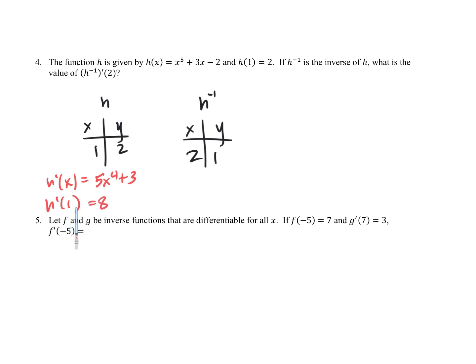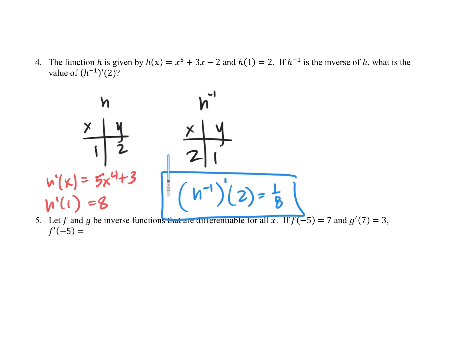If h prime of 1 is 8, then I know its inverse, how I'd write that, is h to the negative 1 is inverse, and then that guy's derivative. So many superscripts here, right? The superscript of negative 1 means inverse, and the prime means derivative. When x is 2 is going to be how much? 1/8. You got it. So this is us recognizing if they give us a point, we have to flip it. Whatever my slope was over here, my inverse slope will be 1/8. Notice that my x values are different, though. This is my slope when x is 1. This is my slope when my x was 2, because they're inverse points.